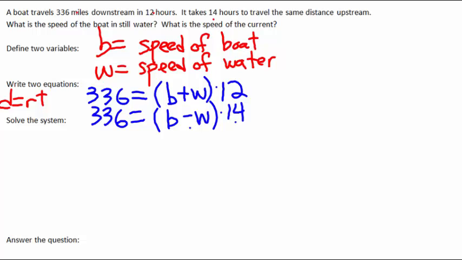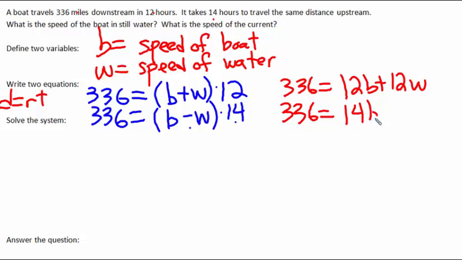To solve the system, I'm thinking we probably want to distribute the 12 through and the 14 through. So I'm going to rewrite these equations as 336 equals 12B plus 12W, and then 336 equals 14B minus 14W. We can do elimination on this system. I'm probably going to want to eliminate the W's because they at least already have a plus and a minus lined up with each other. I won't have to mess around with multiplying stuff by negative numbers. So we just need to get a number that 12 and 14 will agree on.